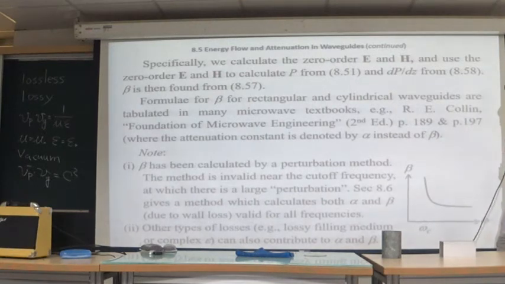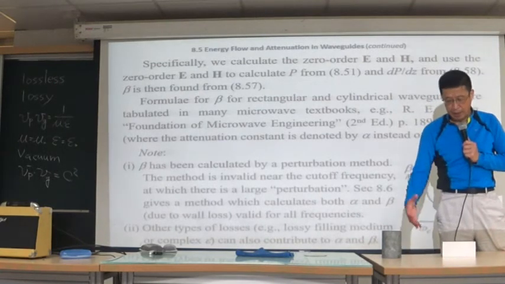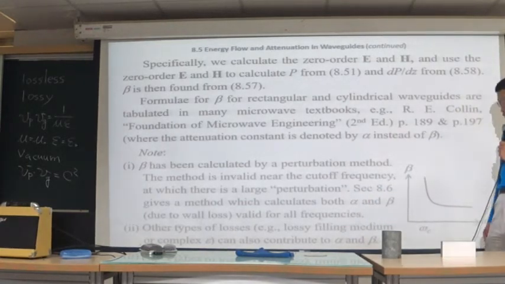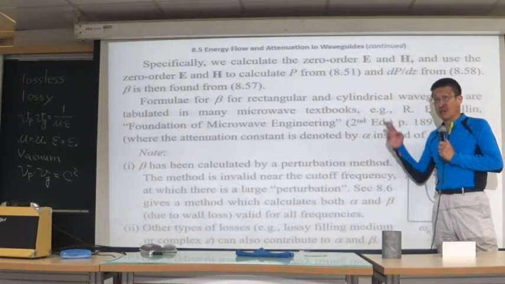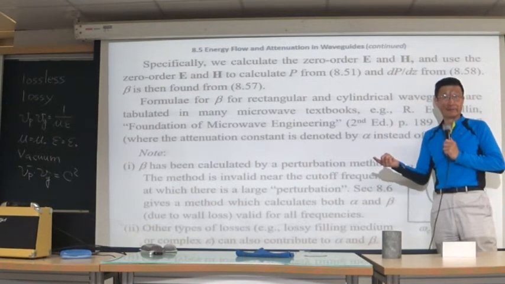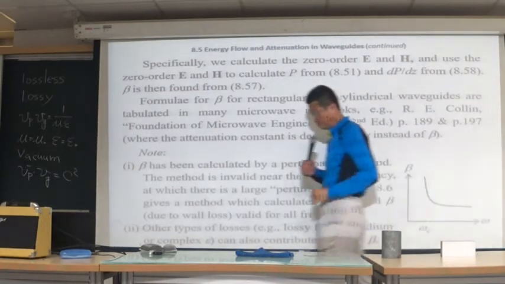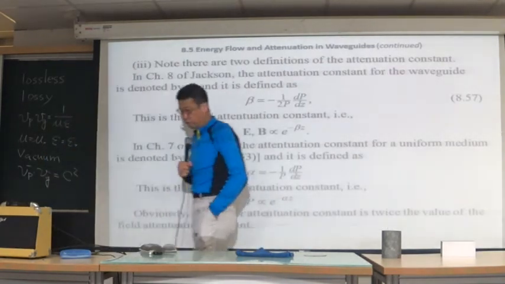Okay, second, we will have other types of losses. For example, right now we just consider conductor loss. But if we have a filling material inside, with complex epsilon, complex mu, that gives dielectric loss or magnetic loss. So we will have more loss. Let me show you more information.